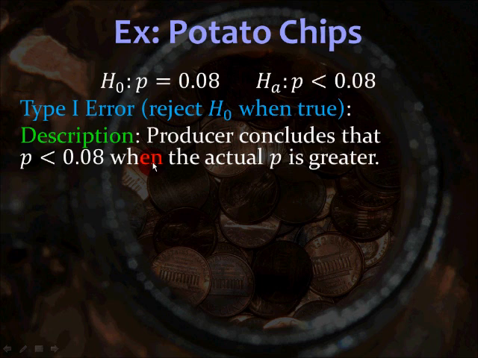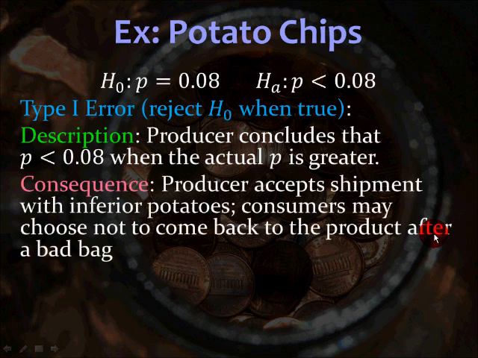So your sample gives you a proportion that tells you it's statistically significant that it's less than 0.08. The consequence, the producer accepts a shipment with inferior potatoes. Other consequences, consumers may choose not to come back to the product after a bad bag of potatoes. So that is one consequence of the producer making a type 1 error, rejecting the null when it's actually true.